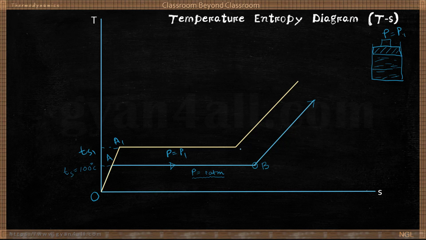After that the evaporation will begin and it will go up to the point B1. That means A1B1 represents the latent heat of evaporation, or the process of evaporation. Then if we add more heat, it will become superheated. So the graph is like this. For atmospheric pressure it is slightly different, but at higher pressure the graph is like this: O, A1, B1, and this is C1.